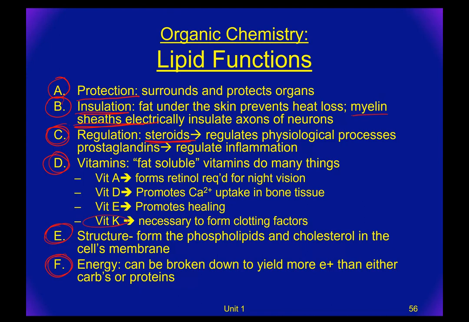And finally, energy. It can be broken down to yield energy. And to be honest, it's about twice as much energy as what you get from carbs. Pound per pound, you get twice the amount of energy from lipids than you do from carbs. The one problem is your body prefers carbs to get its energy because it's easier.